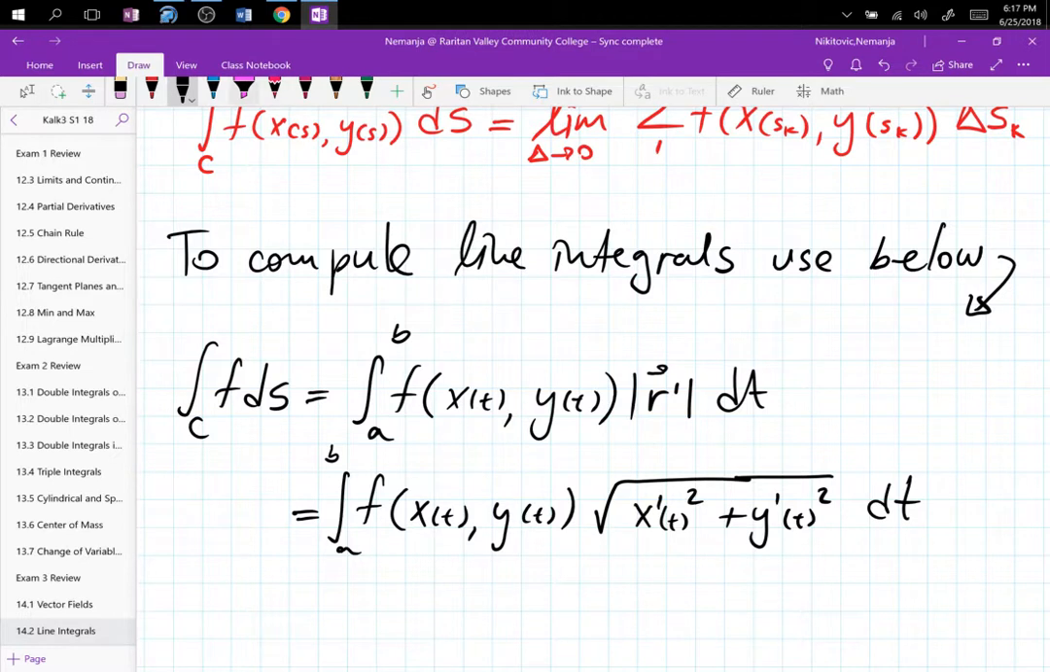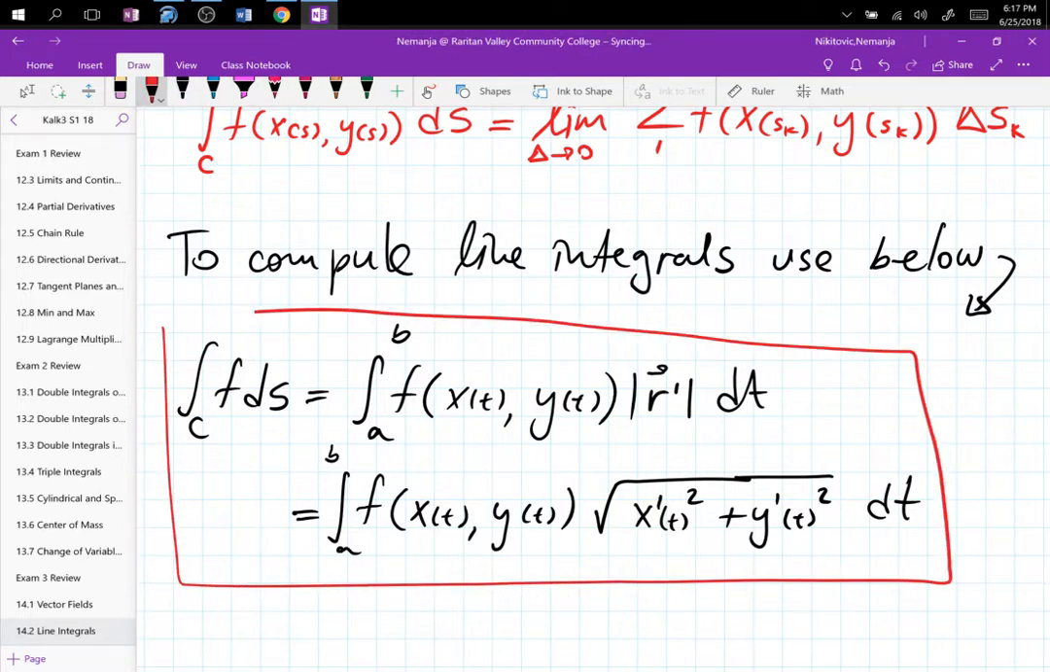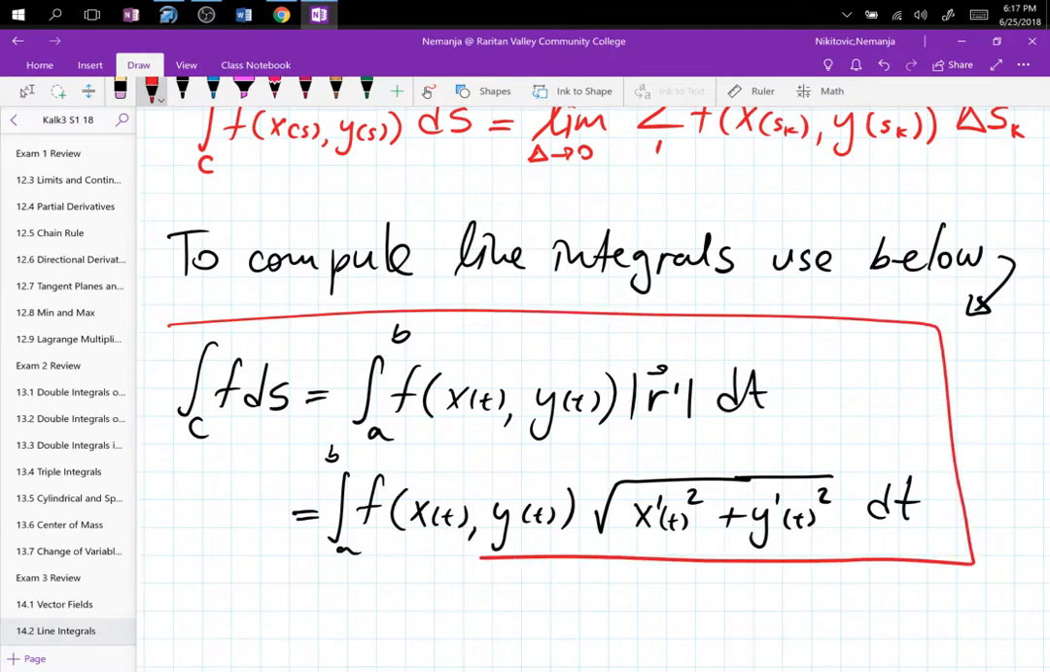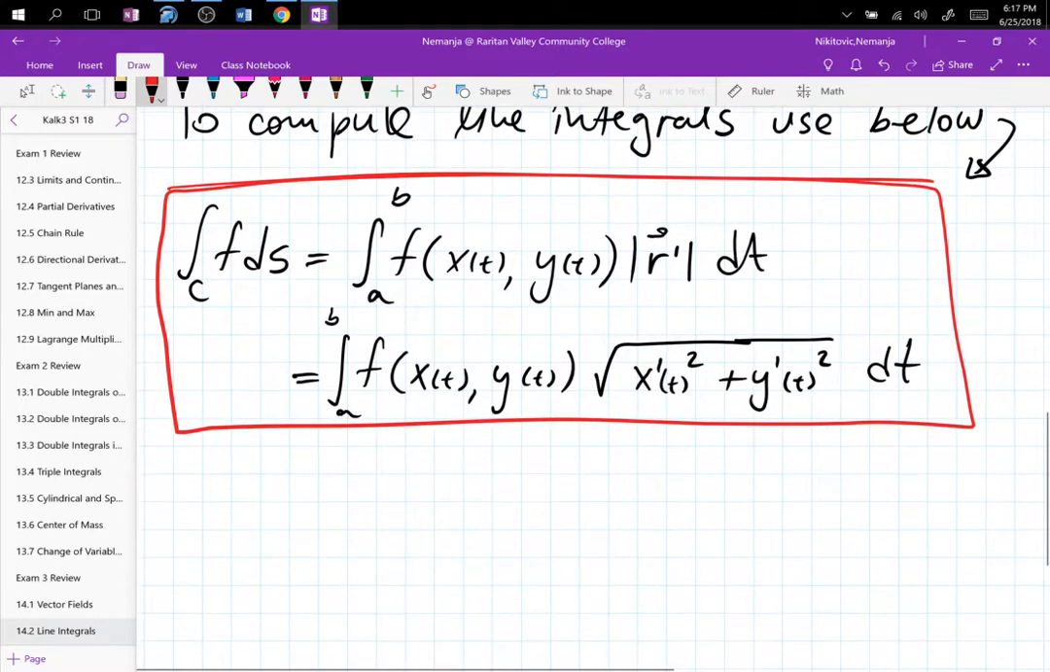dt. So this is the formula that we are going to use to compute line integrals. Now clearly you have to know parametrization, otherwise you are doomed. Doomed, yes. So let's take a look at an example of evaluating a line integral.